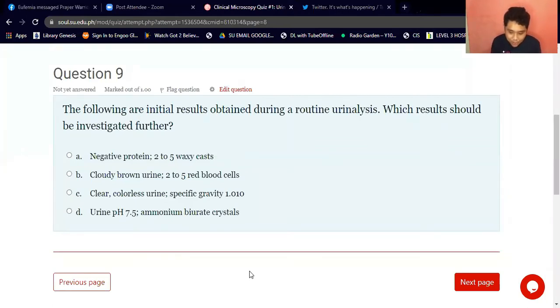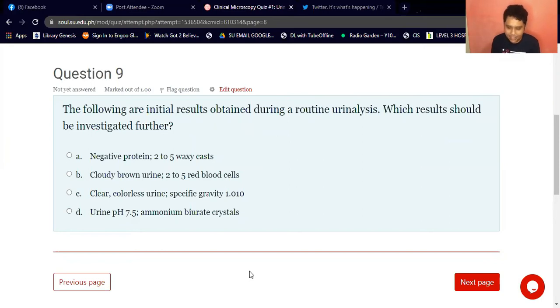Letter C, clear colorless urine, specific gravity of 1.010. Is that consistent or does it need further investigation? Consistent, because since it is clear and colorless, you can expect that it is not very concentrated. Lastly, cloudy brown urine, 2 to 5 red blood cells. Is that consistent or do you need to retest?